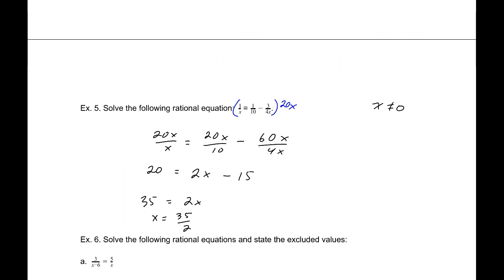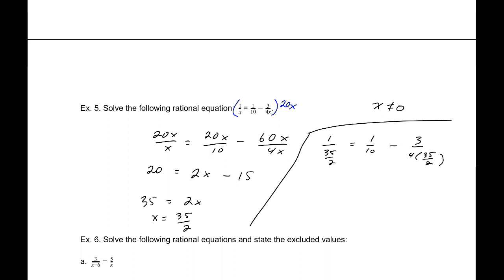I'm going to plug that back into my equation. X is not 0, so we're just fine in that regard. So 1 over 35 over 2 equals 1/10 minus 3 divided by 4 times 35 over 2. So this would be 2/35. 1/10, and that would be 3/70. Well, let's see. This would be 7/70 minus 3/70, and doubling that would be 4/70. That is certainly true, and x is equal to 35 over 2.